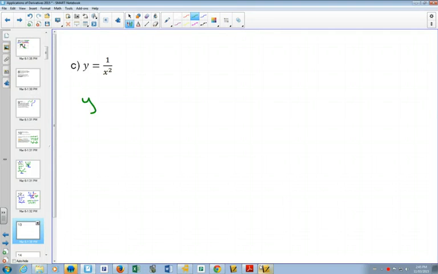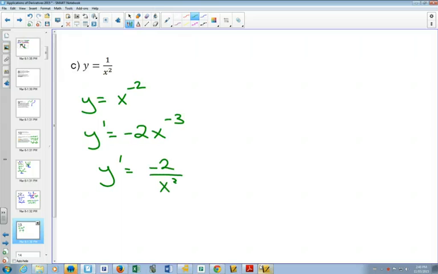So starting off with calculus, I'm going to change my equation to x to the negative 2. Then the derivative is just the power rule, negative 2, x to the negative 3. Just for figuring things out, I might take the time to write it like this.